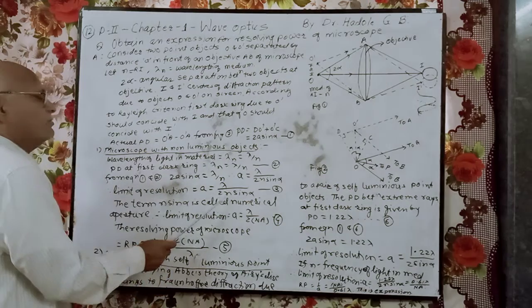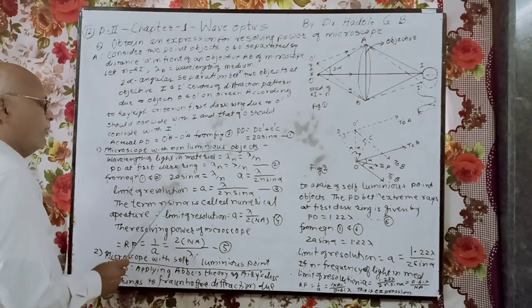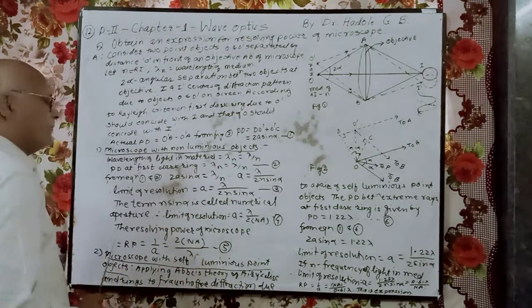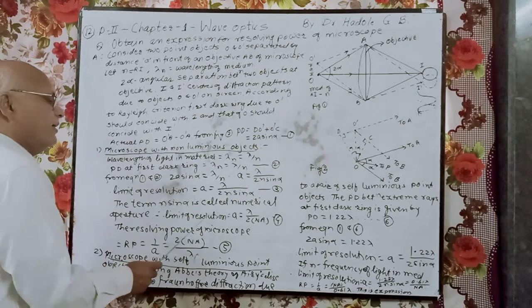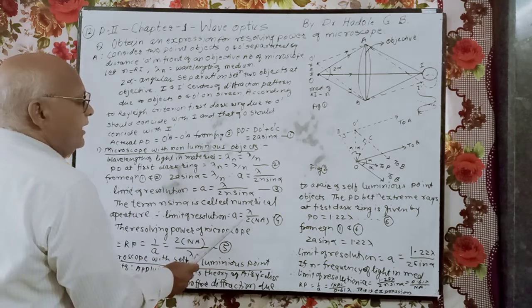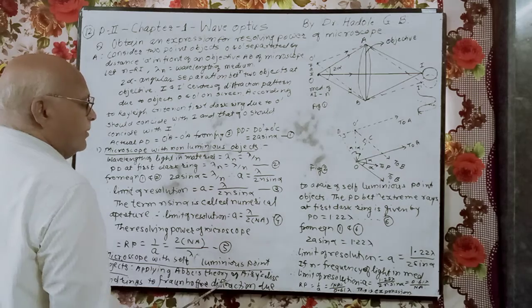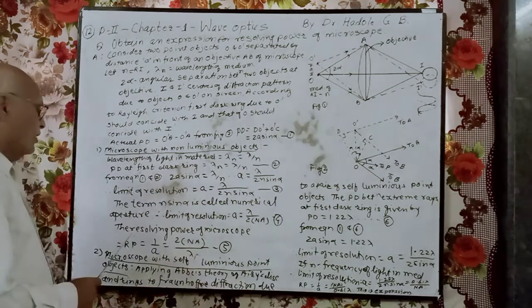But this term n into sin alpha is called numerical aperture, and therefore the limit of resolution becomes A equal to lambda upon twice into numerical aperture. This is equation number 4.